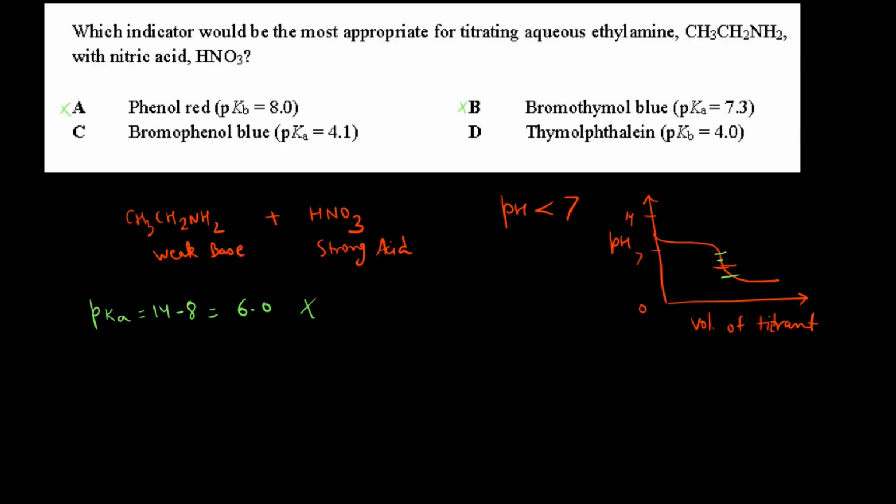Okay, then option C, pKa is 4.1, so it will be somewhere here. So yes, this can be an appropriate indicator, option C. And option D, pKb is given, so pKa will be 14 minus 4, which is 10. So this is going beyond this somewhere here. So this is not an appropriate indicator. So option C is the appropriate indicator.